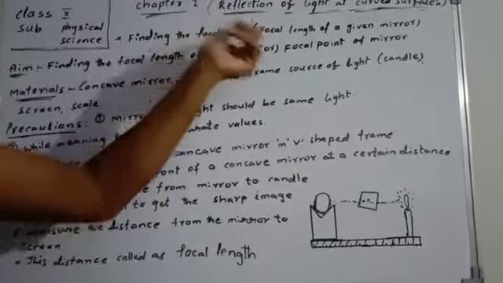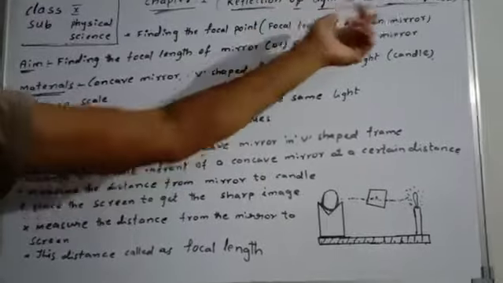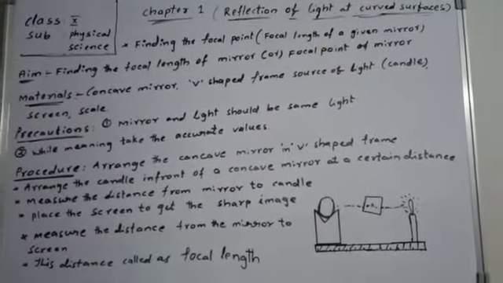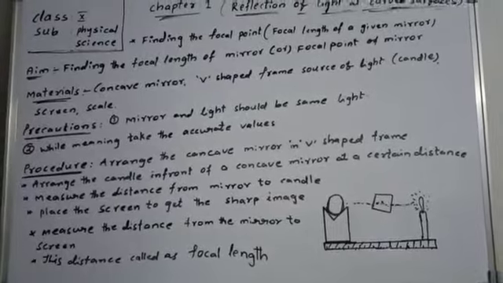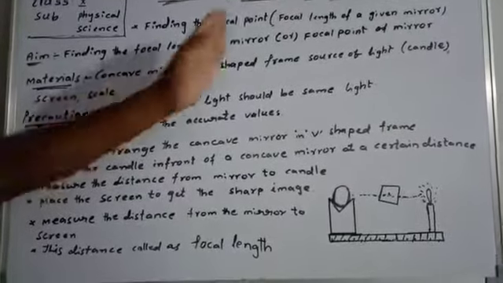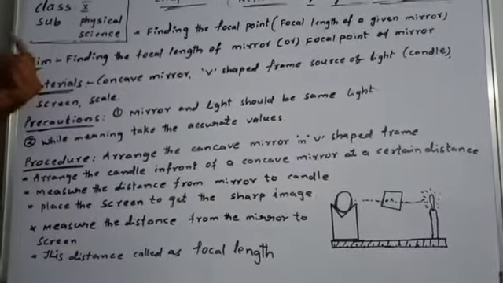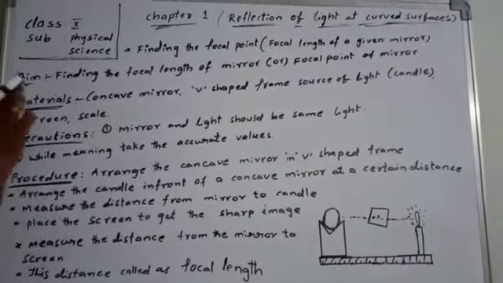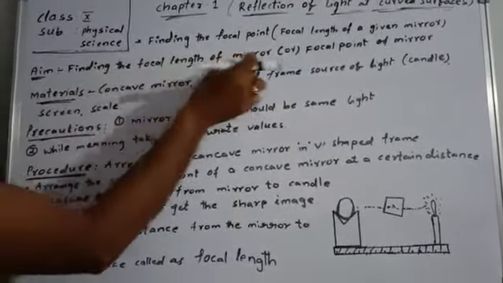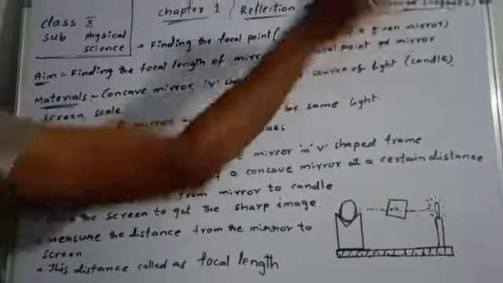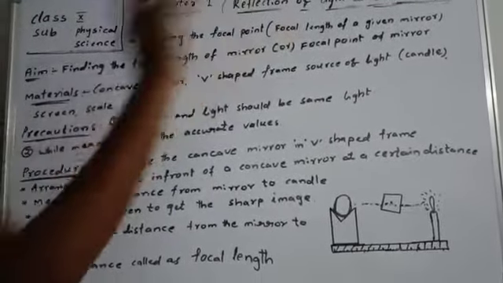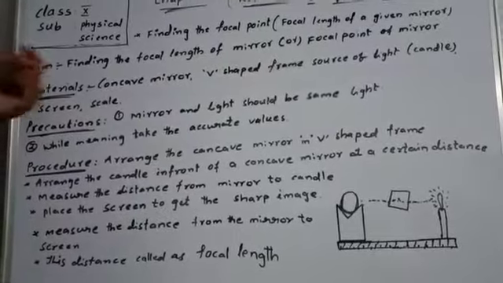Finding the focal point means finding the focal length of a given mirror, an unknown focal length mirror. So what is the aim? The aim is finding the focal length of the mirror or the focal point of the mirror. Okay, that is the aim.